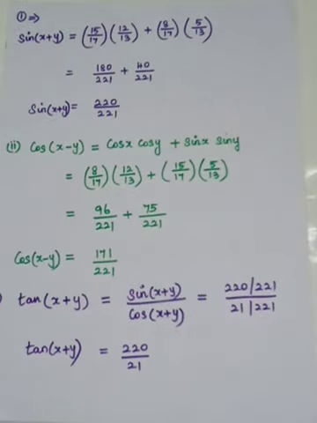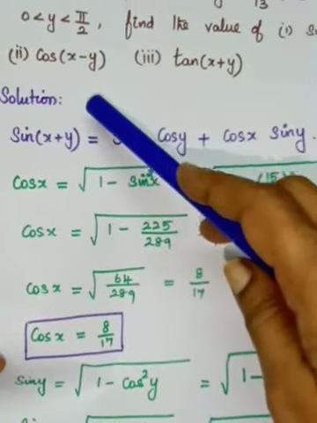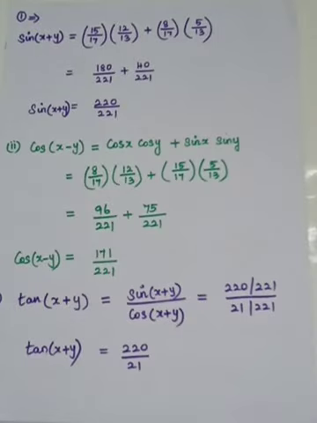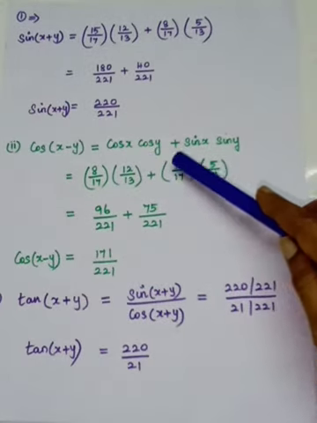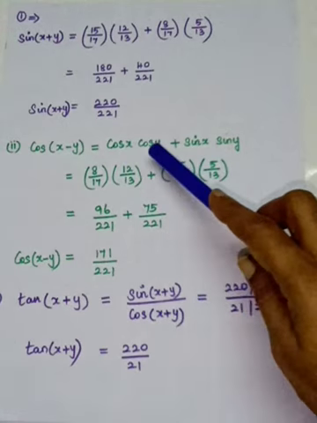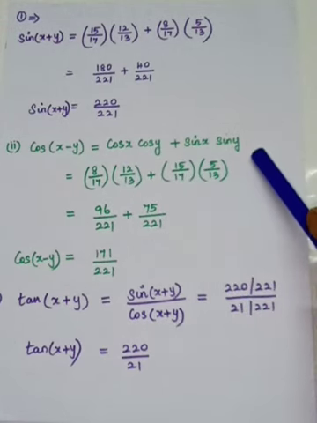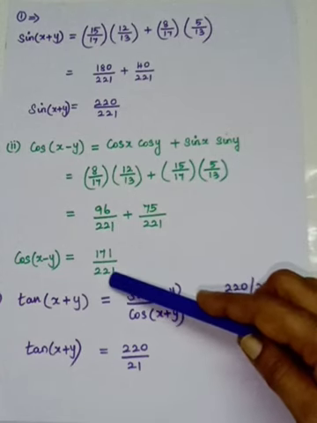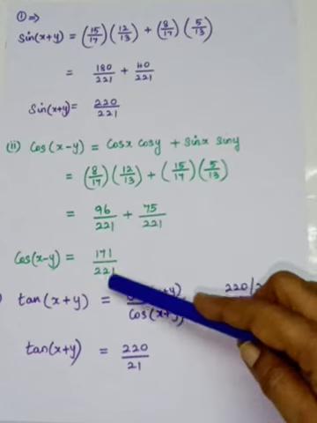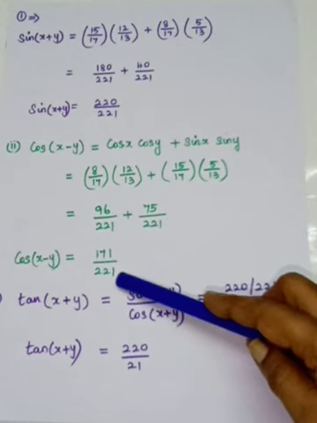So the second result, what is it? It is cos of (x - y). So you should know the identity: cos of (alpha - beta) is equal to cos alpha cos beta plus sin alpha sin beta. If you know the identity only, you can do the problem. So cos x cos y plus sin x sin y. All the results we know, so we have to substitute. And when you add, you will get 171 divided by 221.